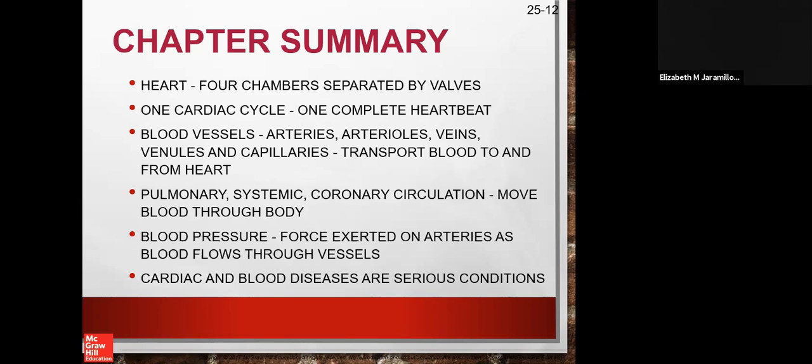Your cardiac cycle is made up of 1 complete heartbeat, right? Lub-dub. Blood vessels are going to be your arteries, arterioles, which are just smaller arteries, your veins, venules, and capillaries. And these transport blood to and from the heart in various instances for various reasons. Your pulmonary, systemic, coronary circulations are pretty much the ways that the heart moves the blood through the body. The blood pressure is the amount of force exerted onto the arteries as the blood flows through the vessels, and that's what we're measuring when we're taking blood pressure.